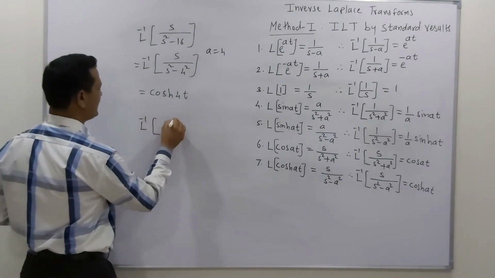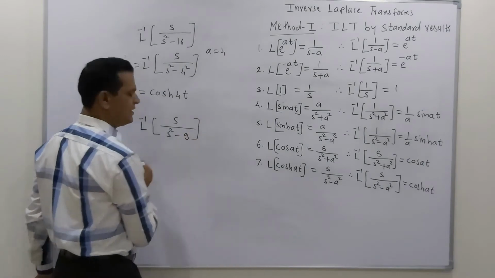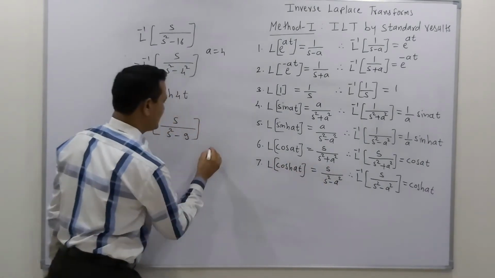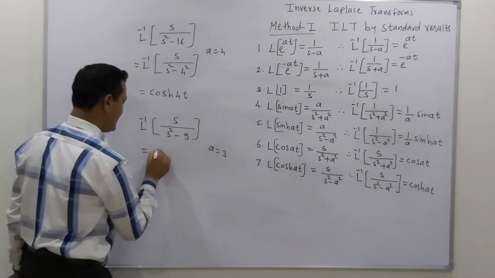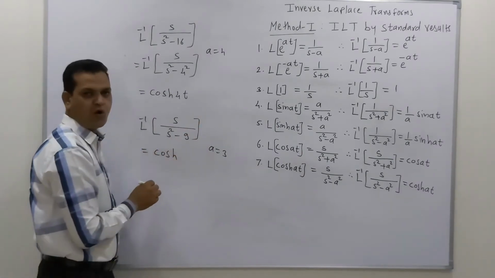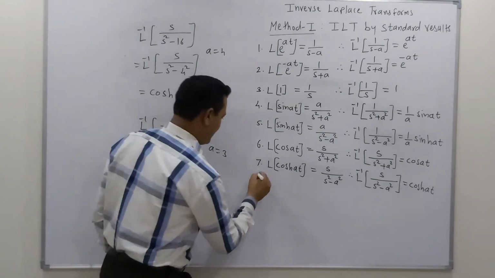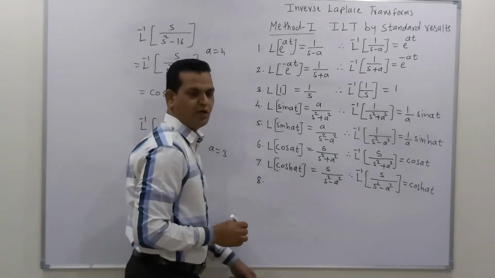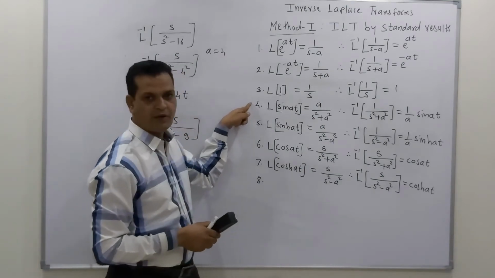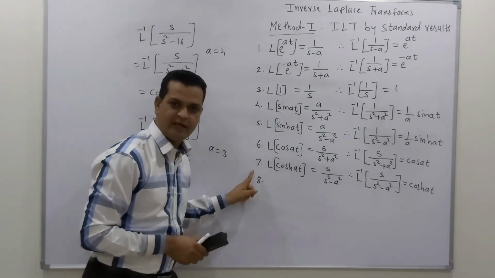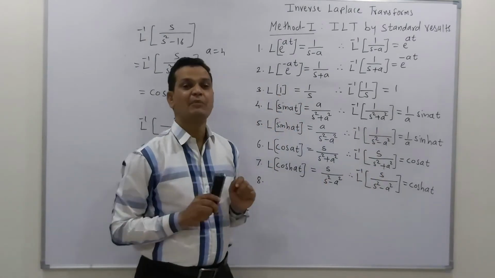Similarly, to find the inverse Laplace transformation of s upon s square minus 9, if we compare this with the result, the value of a is 3 because 3 square is 9. So we can directly write the answer as cosh of 3t. This is the 7th standard result. Now let's discuss the 8th standard result. Before going to it, let's try to understand results number 4, 5, 6 and 7. In these 4 results, the denominator term is nearly the same.